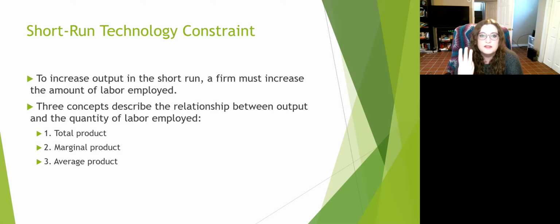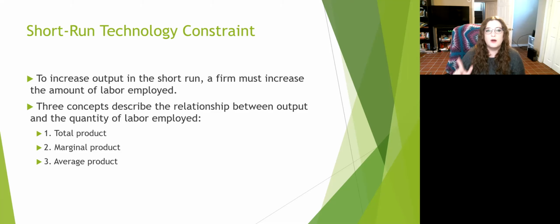There are 3 concepts that describe the relationship between the output that you're producing and the quantity of labor that you're employing. Because right now, let's just focus on the number of workers that we have. That's a really easy one to predict that I think we kind of know some information about. So let's say that we're trying to figure out the relationship between how much we're producing relative to how many workers we have on staff that day. We're going to have 3 different ideas. First is going to be total product. How much am I producing in total?